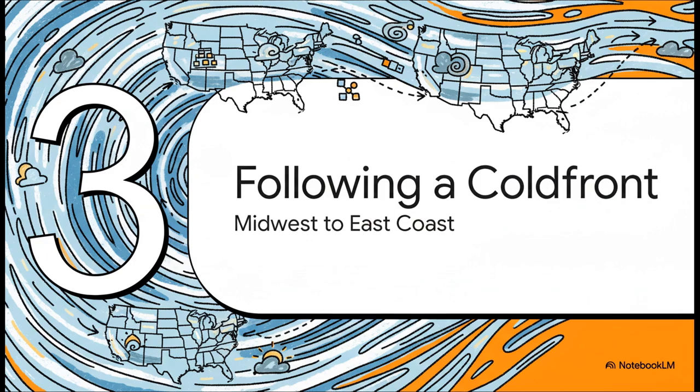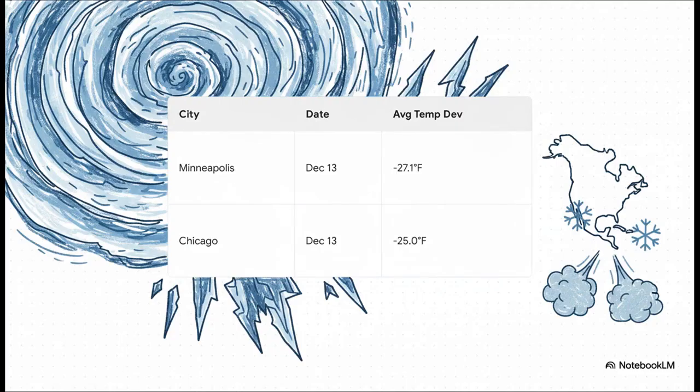Okay, now for the really fun part. Section 3, following a cross-country cold front. We've learned the layout, we've learned the language, and now let's actually read the story as it unfolds, all the way from the Midwest to the East Coast. And here we go. On day 3, just look at the DEV column for the central cities. Minneapolis is a staggering 27 degrees colder than it should be. Chicago's not far behind at 25 degrees below average. This is it, folks. This is the opening chapter of our story, a full-on Arctic blast hitting the heart of the country.